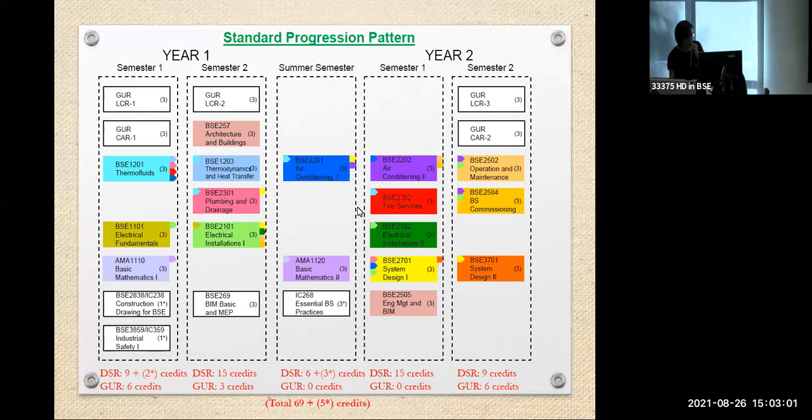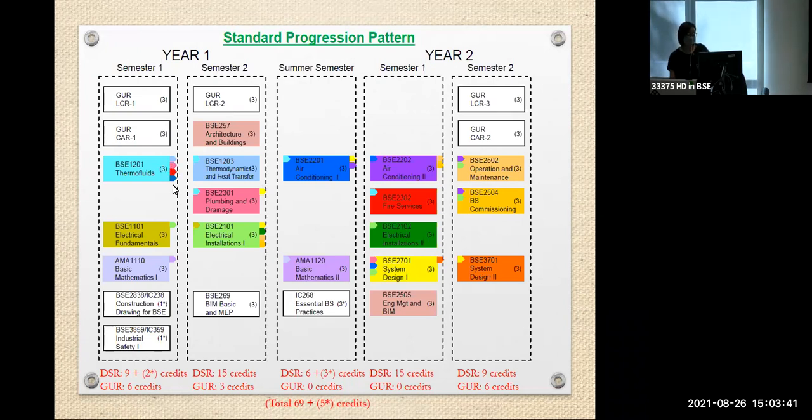What happened? Different students will choose different class subjects. It's up to you, as long as you can get a pass, right? Okay, and we have some IC subjects. These would be the IC subjects like drawing, construction drawing, safety, BIM, some software, and practices. These are the subjects offered by the Industrial Centre. And these colored subjects are offered by BSE.